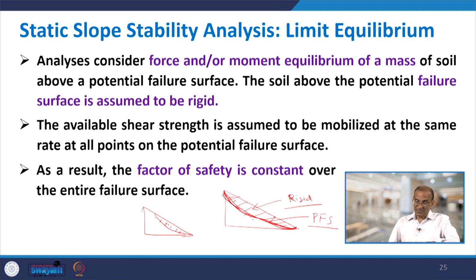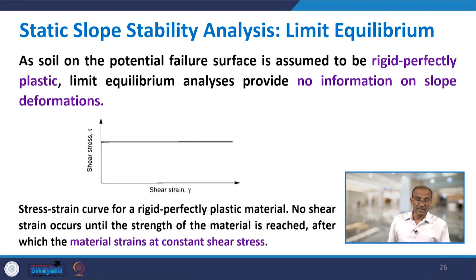The factor of safety in this case, it is assumed that the available shear strength is mobilized at the same rate at all the points. So, it is mobilized at this point, and if I select a number of points on that, as a result the factor of safety is constant over the entire failure surface. So, on this entire failure surface the value of Fs will be constant, it is not varying from point to point. In limit equilibrium analysis, the soil on the potential failure surface is assumed to be rigid perfectly plastic, as we discussed earlier.